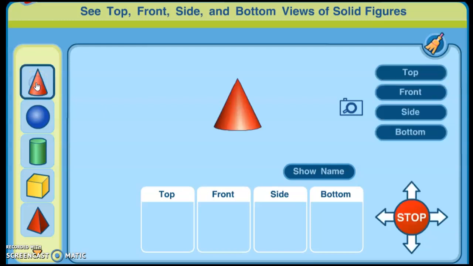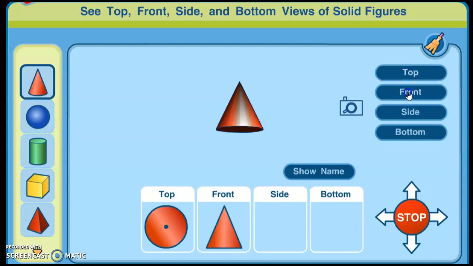So here, if we look on our screen, we have a cone. We learned that this was a cone. You can kind of see it moving around. But we can also take a look at the top of the cone, if you were looking down on it, the front, the side, and the bottom of the cone. And on a cone, this part here is considered a flat surface.